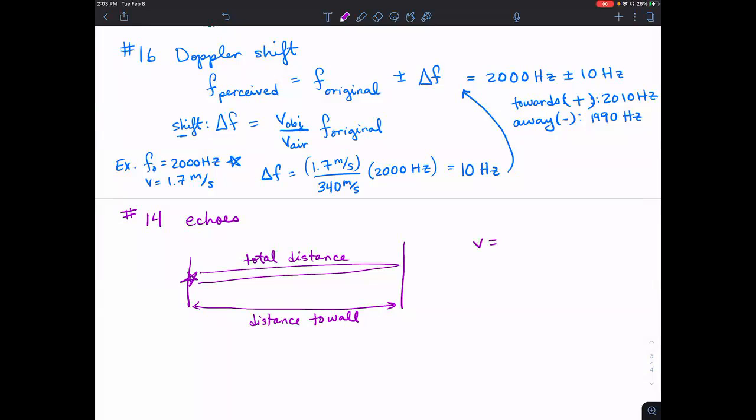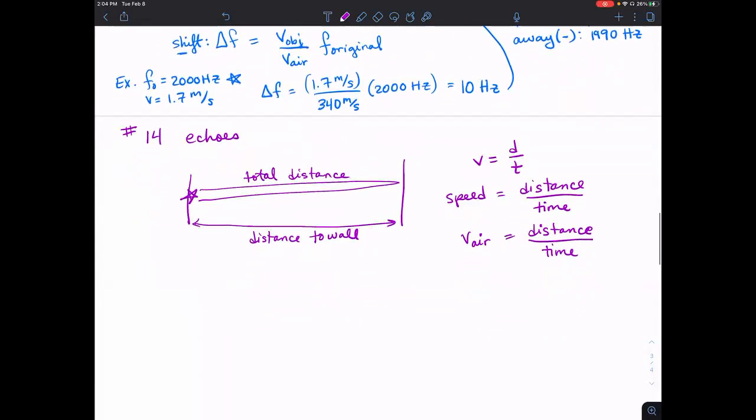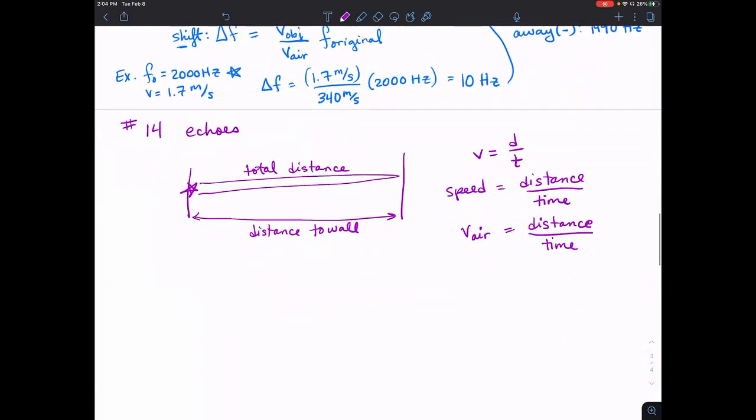The equation that is on your exam is v is d over t, which is that the speed is equal to the distance divided by time. This is just a general true equation for any kind of motion. But for us, we're going to be saying the speed of sound in air is the distance over the time. Now, the trick is that if you use just the distance to the wall, the time you're talking about is only the time to get there. If you're doing the time for the echo to be heard, then you're doing the distance to the wall and back. So you have to, one way or the other, just keep track of that extra factor of two.